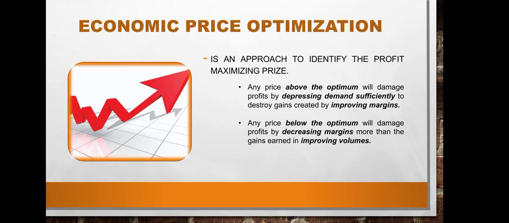And any price below the optimum will damage profits by decreasing margins more than the gains earned in improving volumes, meaning having a price below the optimum will improve the volumes but also damage profits by decreasing margins.